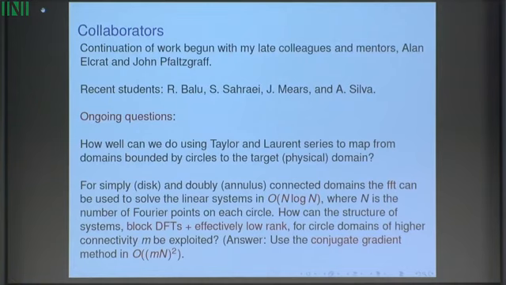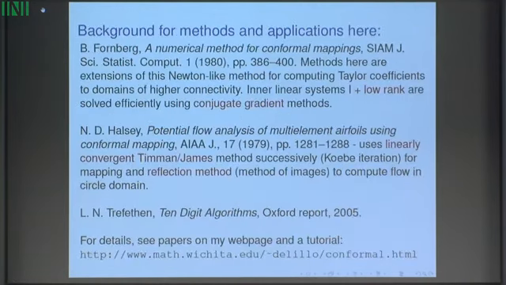We try to extend that structure to higher connectivity, only you lose the FFT, so you could basically do things in order n squared. Here m is the connectivity and n is the number of Fourier points. There's a reference to Fornberg's original paper.